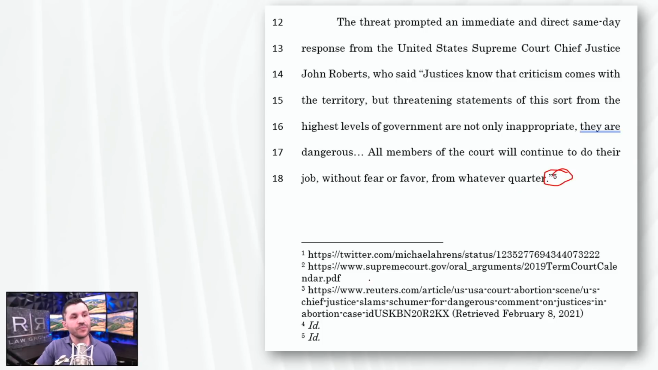Footnote number 5. Here are the different footnotes. First footnote, you can see the video on Twitter. So if you download this document and click that link, you can see the video of Chuck Schumer saying it. Footnote number 2, Supreme Court was in session on that day. There's the court calendar. You can take a look. 3, Reuters is confirming all of it, and I think I got the Chief Justice's statement from there. 4 and 5 are just the same footnotes to the preceding article over in Reuters.